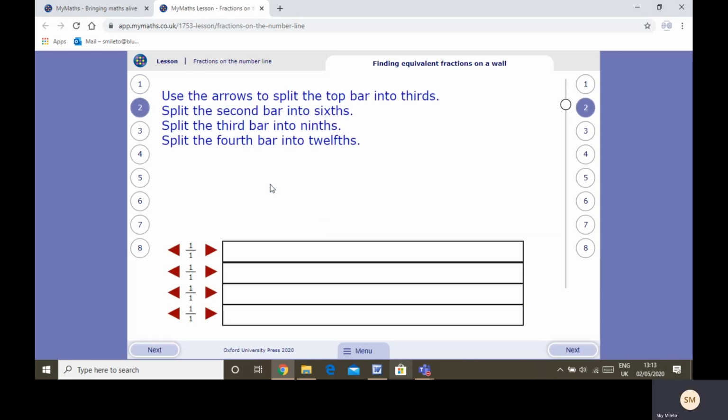So we're going to use the arrows to split the bars below. Remember, you can do this after me on your own lesson as well. It says use the arrows to split the top bar into thirds. At the moment it's 1 whole. I'm going to go to 1 third, 2 thirds, 3 thirds. Okay, we've split it. Split the second bar into sixths. Let's look what happens. We can see that the lines are at the same place. 2 sixths equals 1/3. Split the bar into ninths.